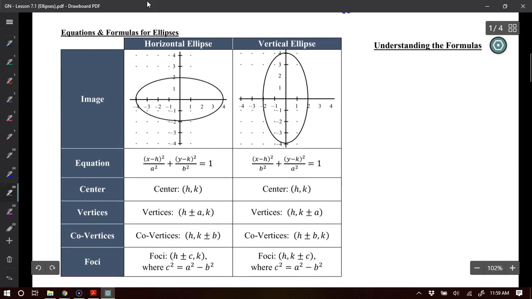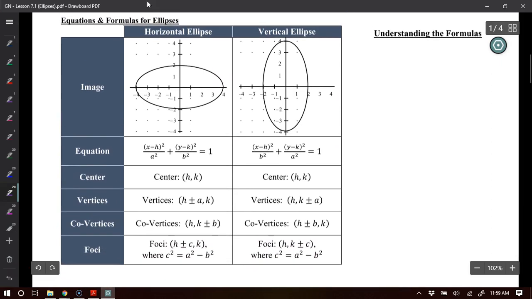Now, here are the formulas. I encourage you to watch the video that is on the Schoology page that goes over the patterns to the formulas. So here's a horizontal ellipse and here's a vertical ellipse, and we'll go over them, not in as much detail as that video, but just to get the general idea behind it. The horizontal ellipse is stretched more horizontally, with more eccentricity horizontally, and the vertical ellipse is stretched more vertically.